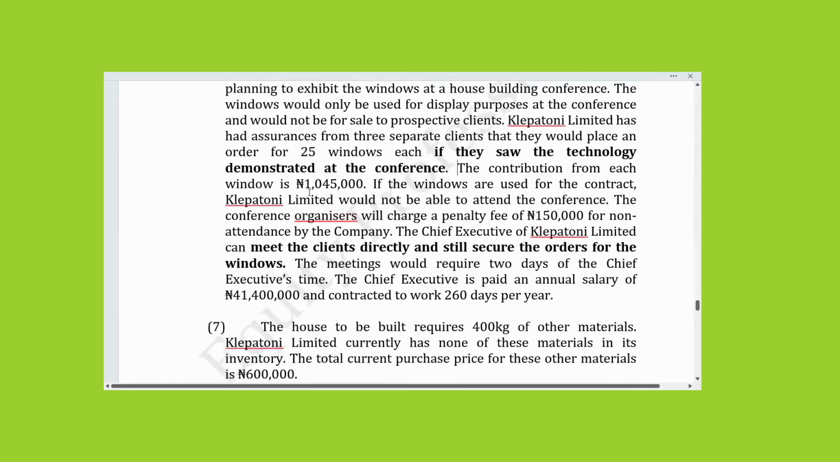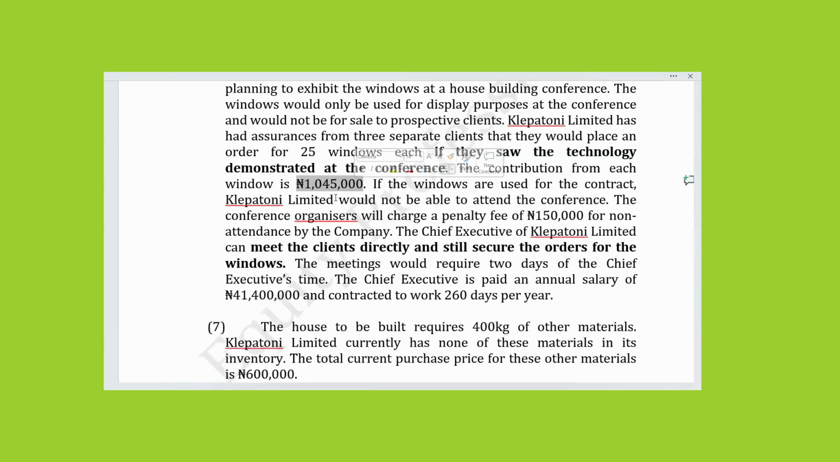Again, in the question, you are told that the chief executive of the company can still meet the clients directly and secure the order for the windows. That means this 1,045,000 naira is not lost. Irrespective of whether the company attends the conference or not, they can still secure these contracts. They can still sell to the three different clients. So the contribution of 1,045,000 naira is not lost.